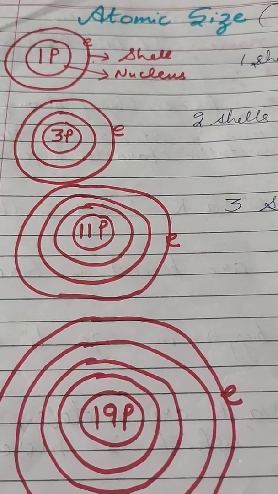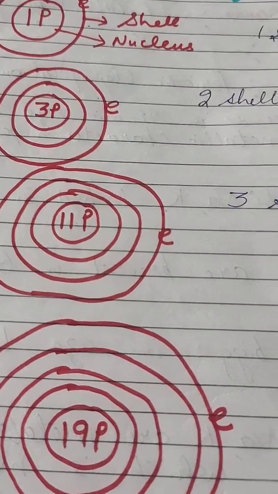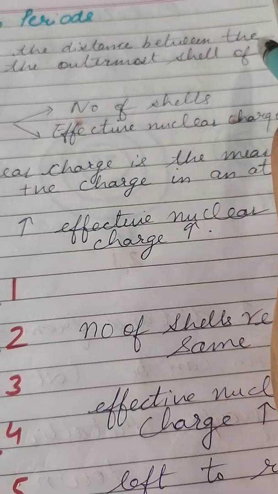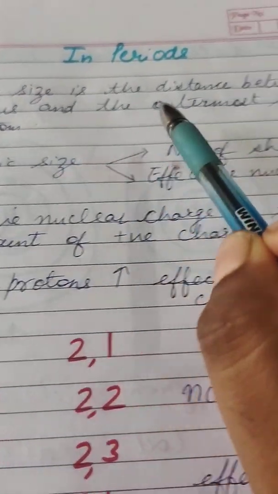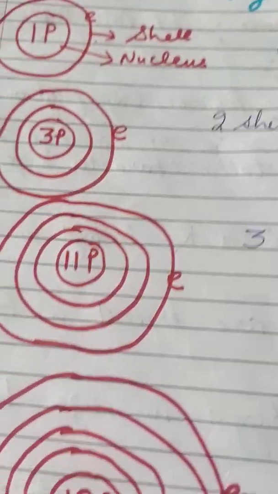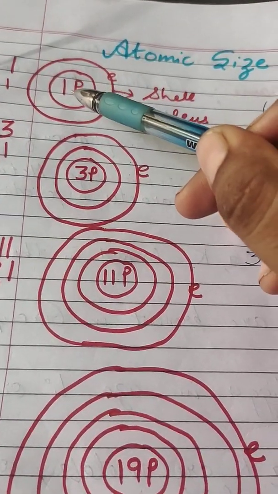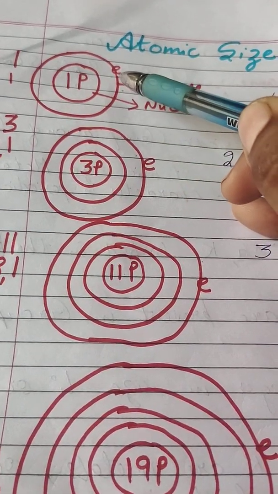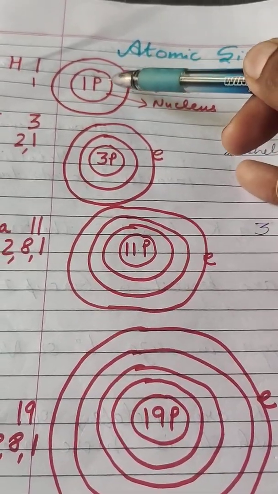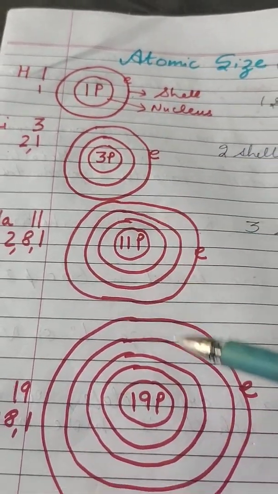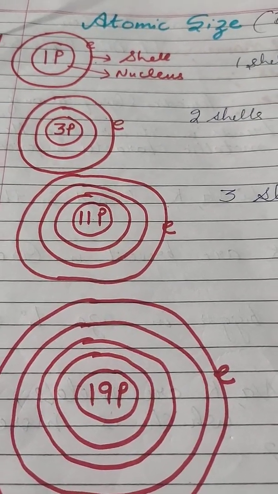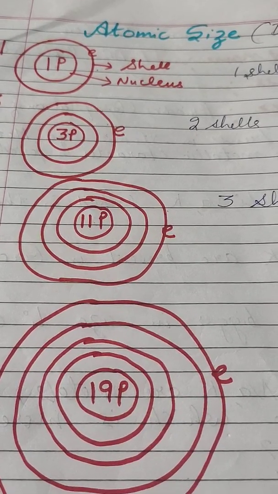So what is atomic size? How can we define atomic size? We can define atomic size as the distance between the nucleus and the outermost shell of an atom. Correct? So it is the distance between the center of the atom, that is the nucleus, and the outermost shell. So when the number of shells are increasing, there is a big difference between the sizes of atoms. So this is how the size of an atom increases in groups.